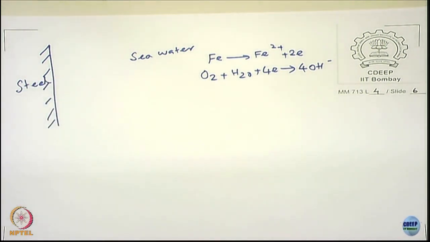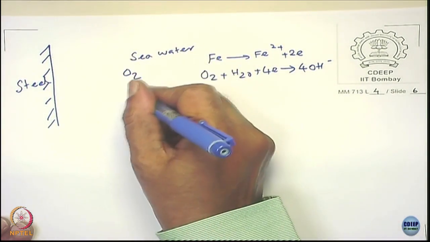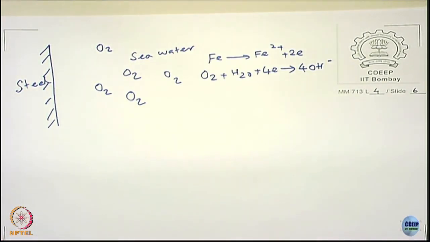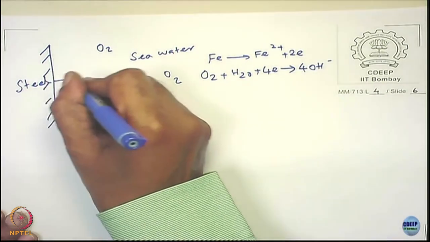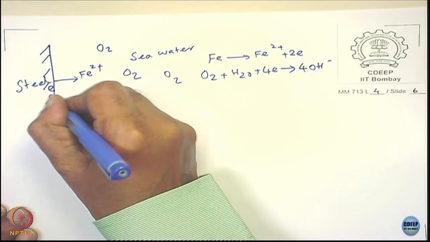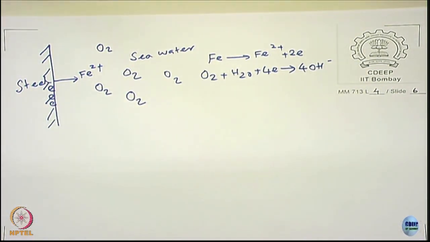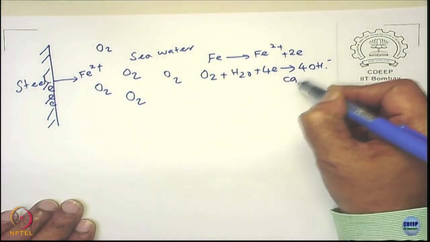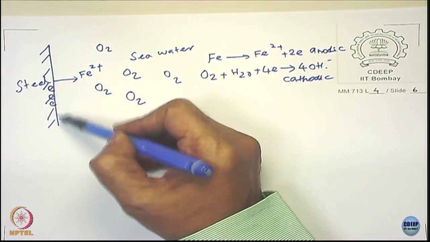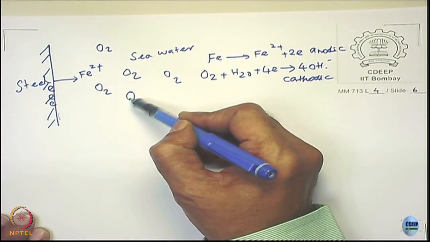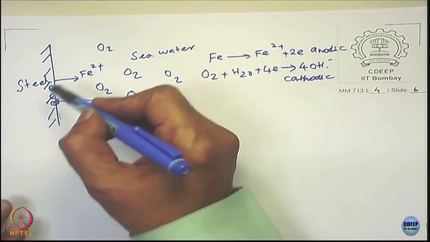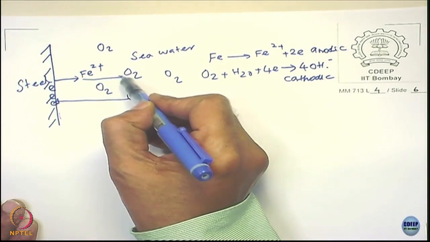Let us write pictorially here. The seawater has some dissolved oxygen in all places. Iron corrodes, and the electrons are liberated here. What will be the cathodic reaction? This is the cathodic reaction, and this is the anodic reaction. The anodic reaction occurred. For the cathodic reaction to occur, the oxygen has to migrate from here to this place. Right or not? Similarly, the iron has to migrate from here, you cannot just accumulate it there, right?